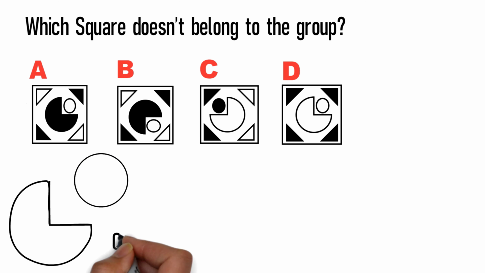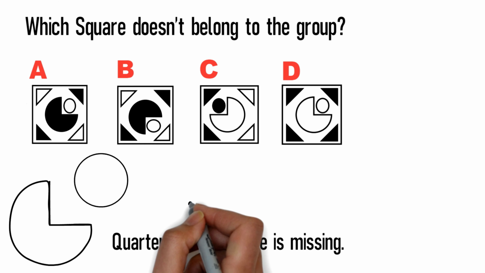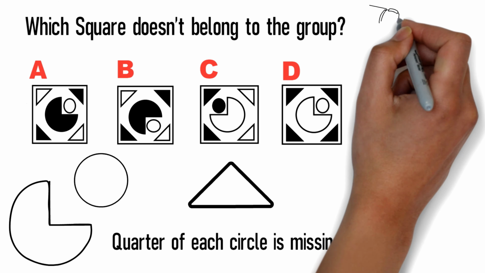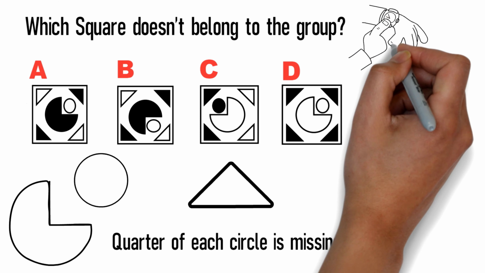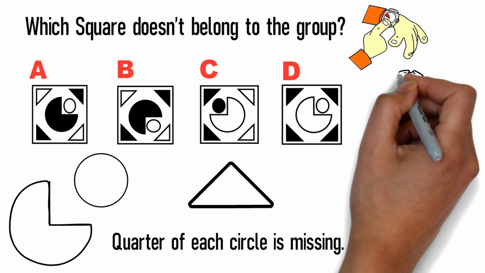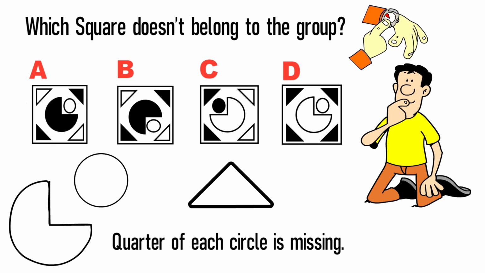In the large circle, a quarter of each circle is missing and instead replaced with the small circle. All squares also have triangles in the corner. Give yourself 5 to 10 seconds to see if you can come up with the answer. Do you see the answer? Let's continue to see how we can solve this challenge and get to the correct solution together.